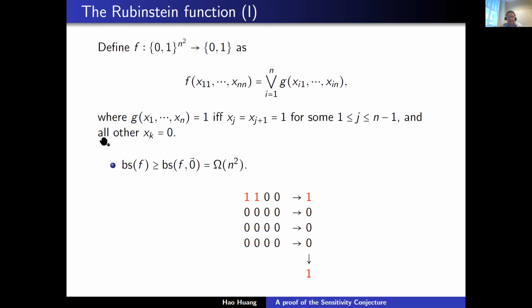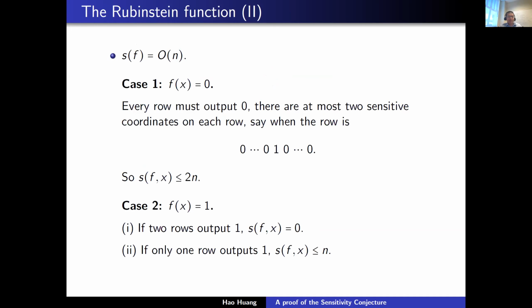That means if you change these two coordinates at the same time, then this is basically a sensitive block. Now you can, for example, keep these two coordinates as 0 and then change the next two coordinates to 1. Or you can change the next two and so on. So in total, this gives you roughly n squared over 2 disjoint blocks. So this gives you a lower bound: block sensitivity is at least roughly n squared over 2.